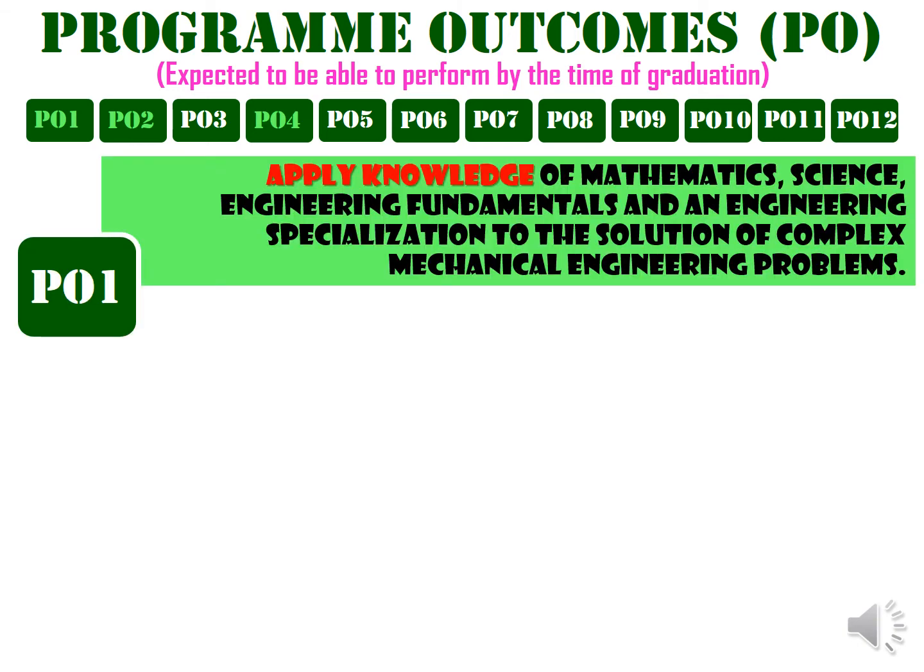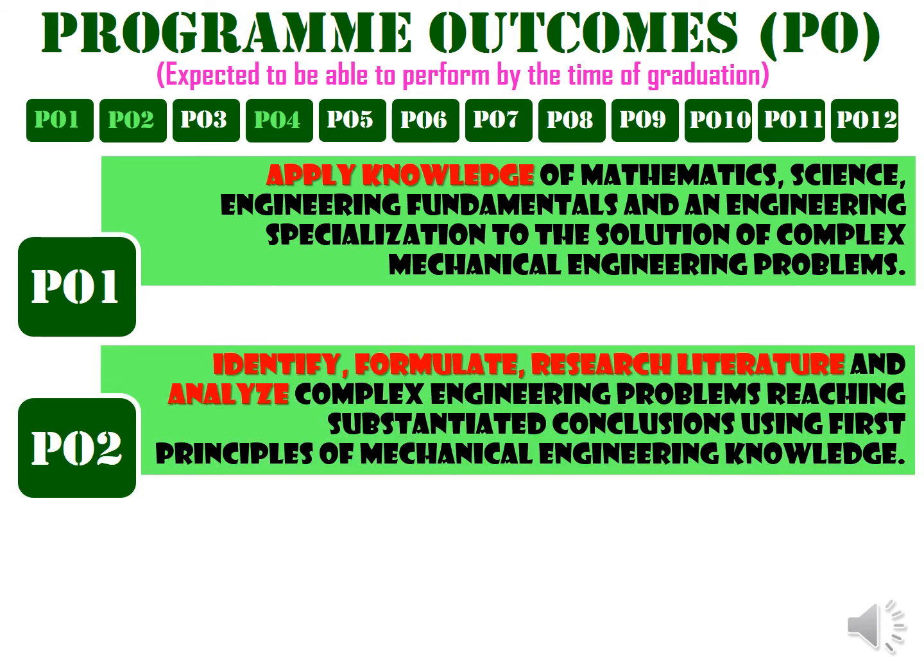PO number 1 refers to the objective where you are expected to be able to perform, by the time of graduation, in terms of knowing how to apply knowledge of mathematics, science, engineering fundamentals, and engineering specialization to the solution of complex mechanical engineering problems. The second outcome, PO2, you are expected to be able to identify, formulate, research literature, and analyze complex engineering problems, reaching substantiated conclusions using first principles of mechanical engineering knowledge.